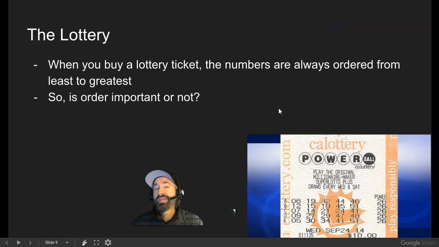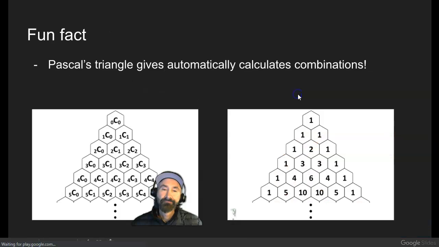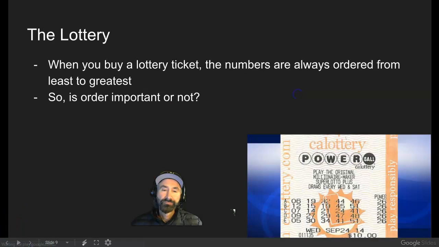So the question I have is, is order important or not? And what ends up happening is most people make the assumption that order is important because the numbers must always be ordered from least to greatest. I would argue that in this case, order is not important. Now, let's take a look. I'm going to try to convince you why, but I have to admit it's not that intuitive.